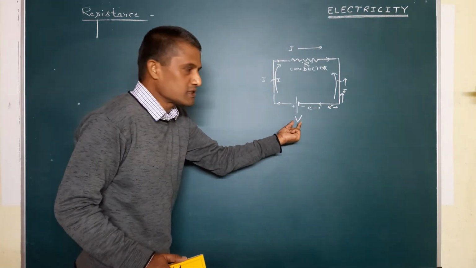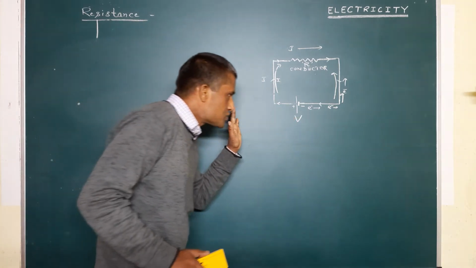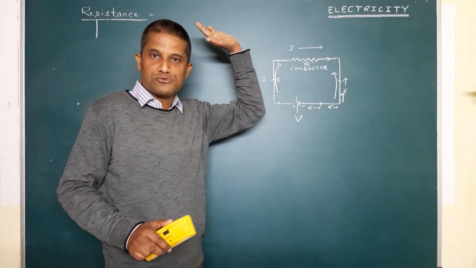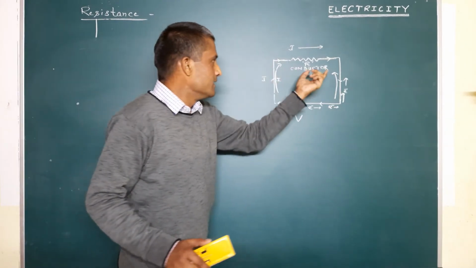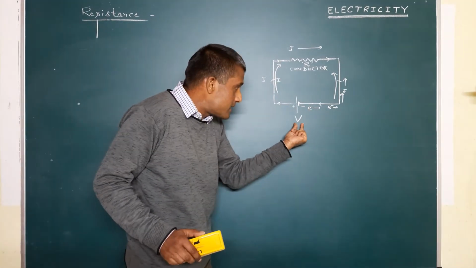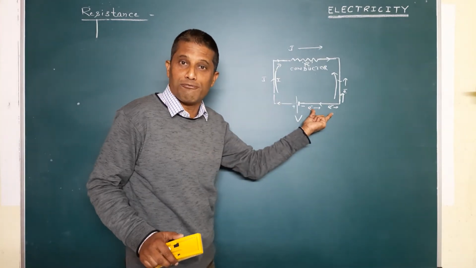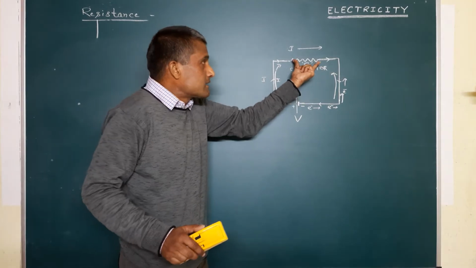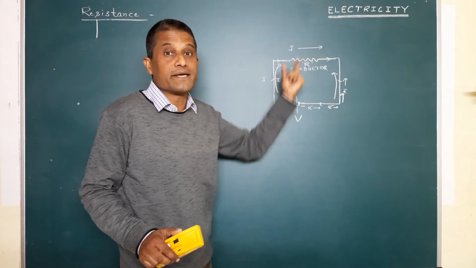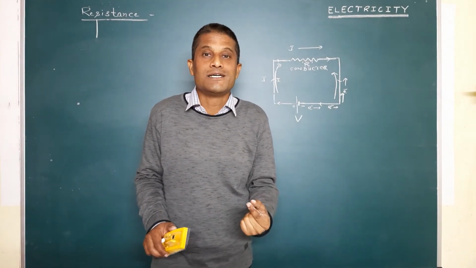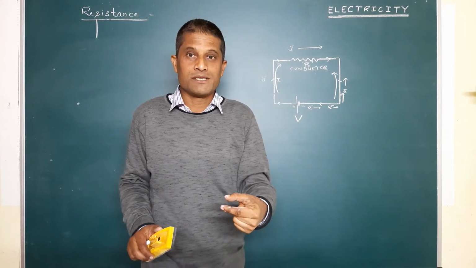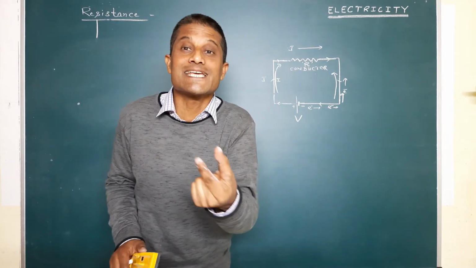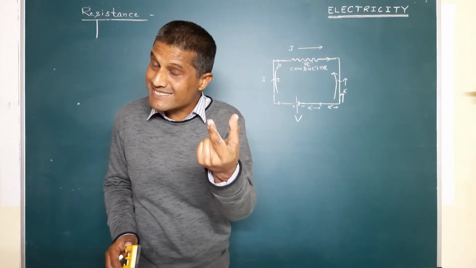Which are those two forces? One is the potential difference, which is forcing the electrons to get through the conductor from one terminal to another terminal, and this is the encouragement being provided by the potential difference to the electrons. But at the same time, what is the conductor going to do? The conductor is going to discourage the flow of electrons. The conductor is going to oppose the flow of electrons, and that discouragement is known as resistance.